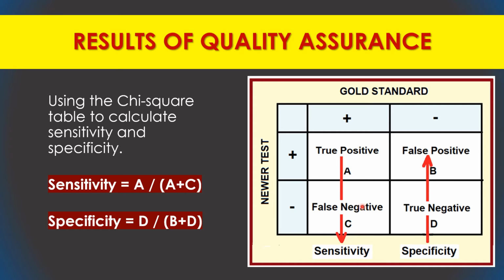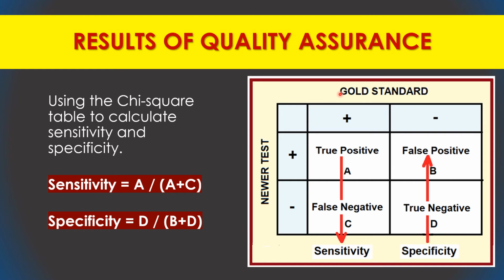These are already positive by the gold standard, but some of them have been falsely diagnosed as negative. And I want to make sure that this number is the least or zero. So the higher the true positive and the lower the false negative, I'm having a sensitive test. All right. So this is the sensitivity of the test.